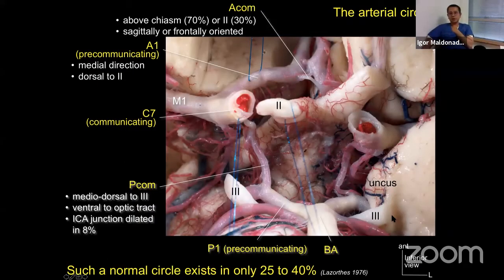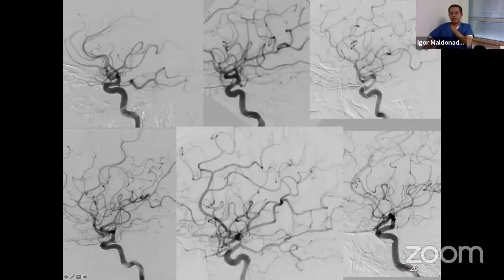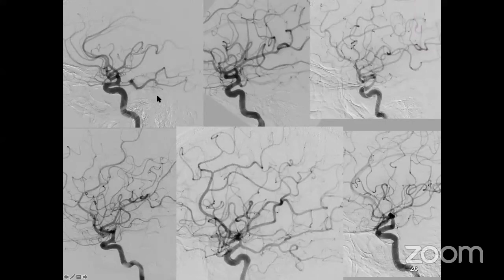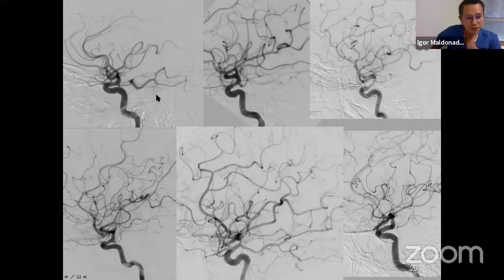So when we continue superiorly, we see the ophthalmic artery, and then the posterior communicating artery, and then the anterior choroidal artery. And I'd like to please come near the microphone. Okay. So I'd like to take some minutes to show you some of these interesting angiographic variants.